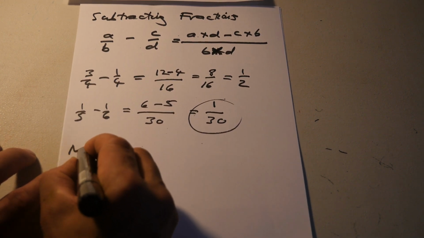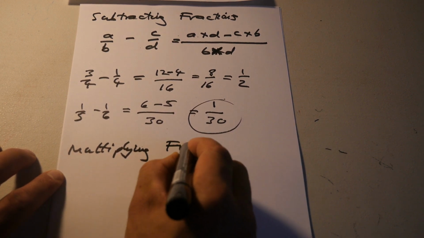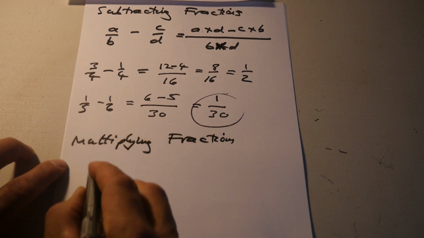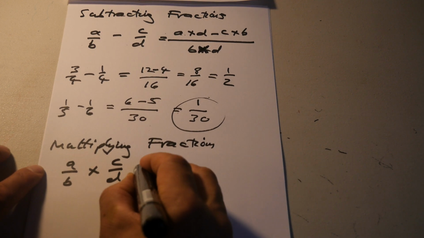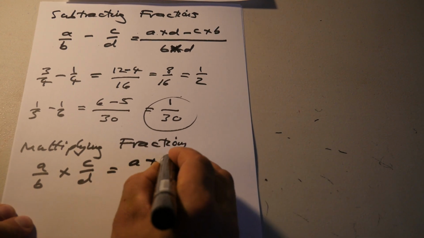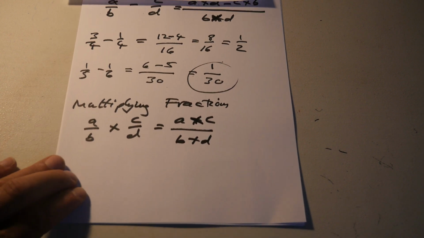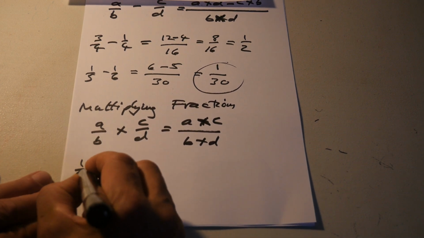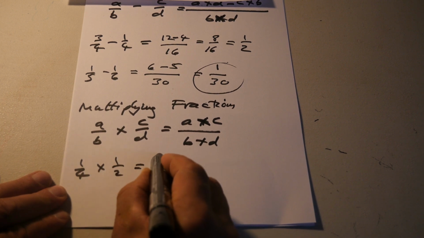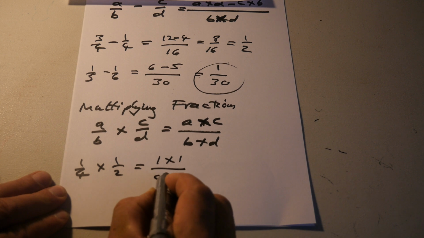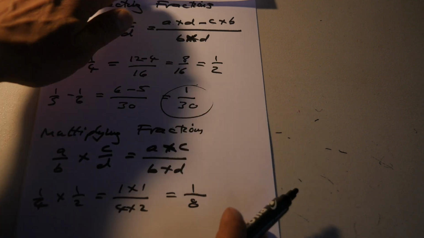Multiplying fractions. Okay, so the formula is a over b times c over d, which equals a times c divided by b times d. That's rather easier than the others. So 1/4 times 1/2 equals 1 times 1 is 1 over 4 times 2, which equals 1 divided by 8. Okay, so 1/4 times 1/2 is 1/8.